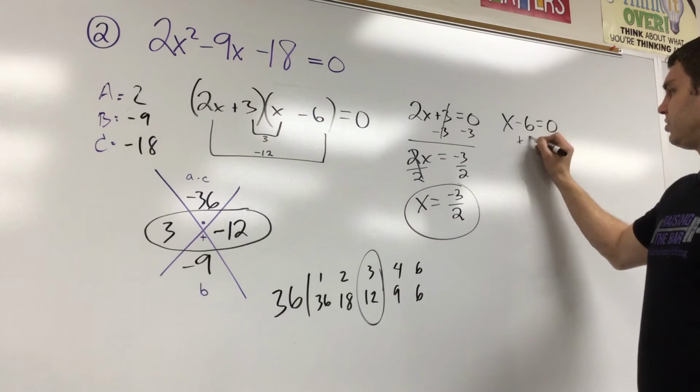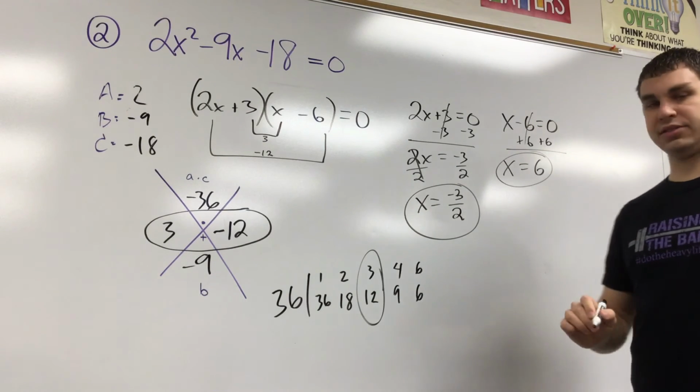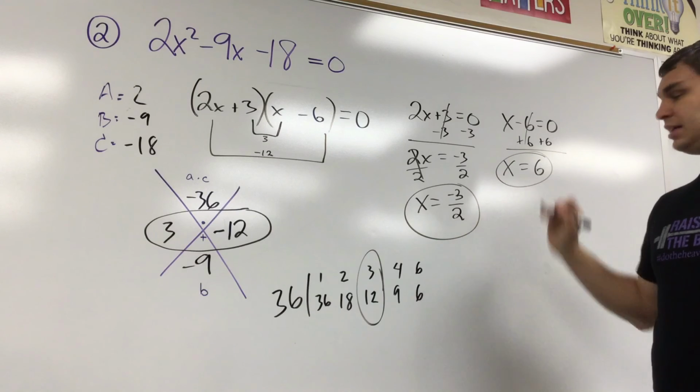This one's a little bit easier. Just add 6 to both sides, and then x equals +6. So your answers are -3 halves and 6.